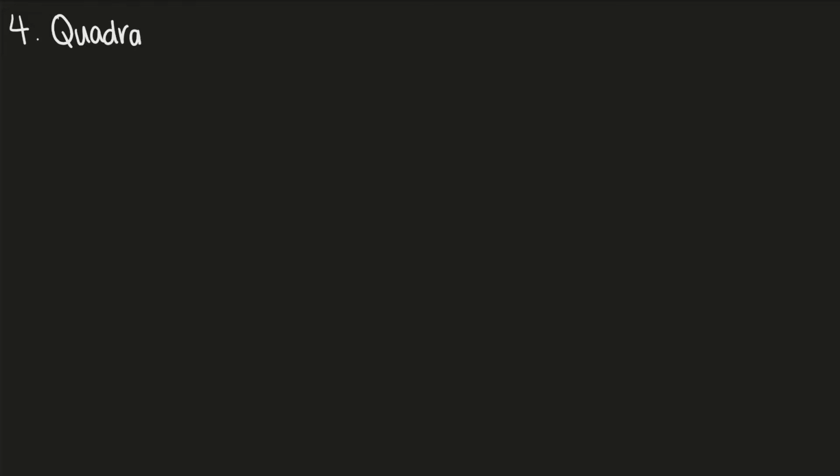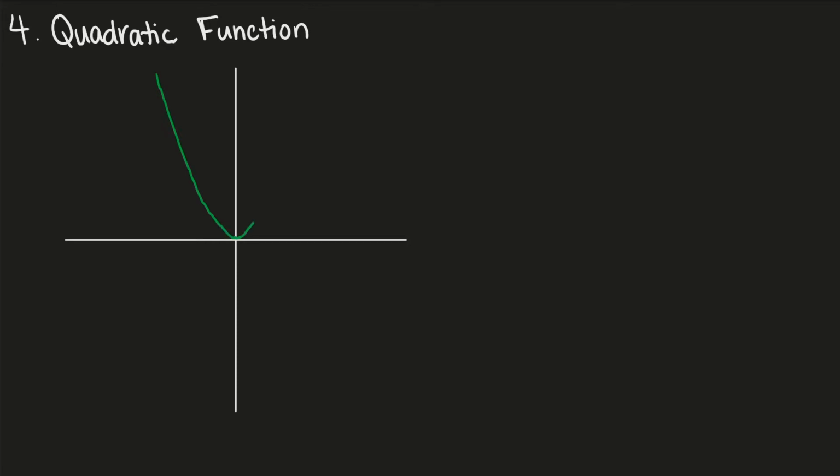Next, we have a quadratic function. This is f of x equals x squared, and it's a parabola.